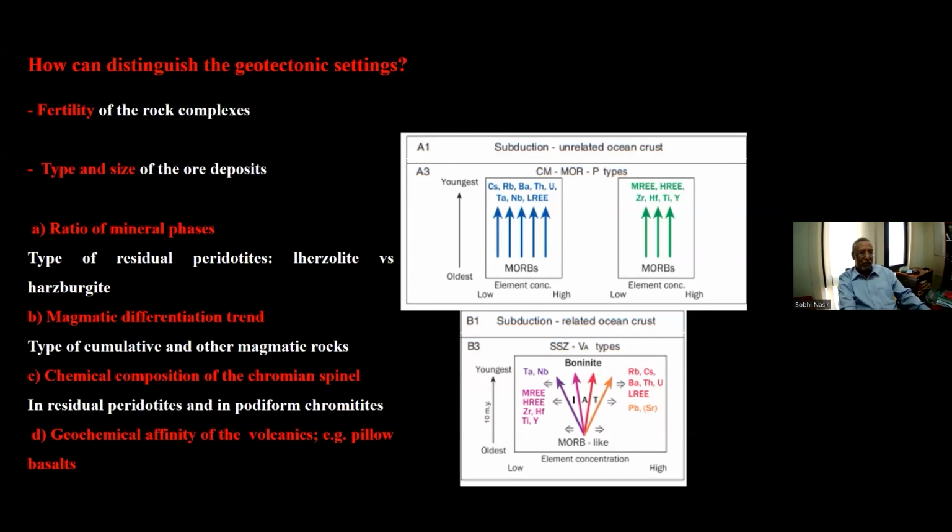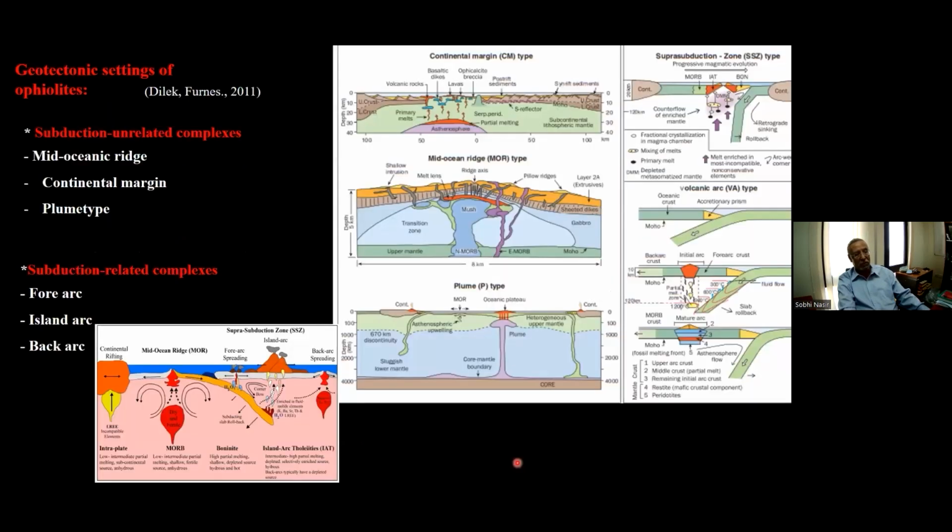Now, to distinguish the geotectonic setting of an ophiolite, usually geologists and petrologists try to study the fertility of the rock complexes, the type and size of the ore deposit, mostly chromitite, by looking at the ratio of mineral phases, the type of residual peridotite, is it lherzolite or harzburgite. We look at the magmatic differentiation of the rock, the chemical composition of the ore bodies, and most importantly, the geochemical affinity of volcanic rocks like the pillow basalt, in order to tell which geotectonic setting the ophiolite was formed in.